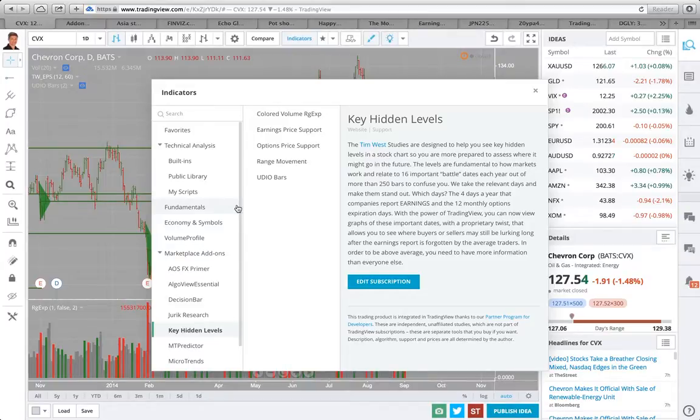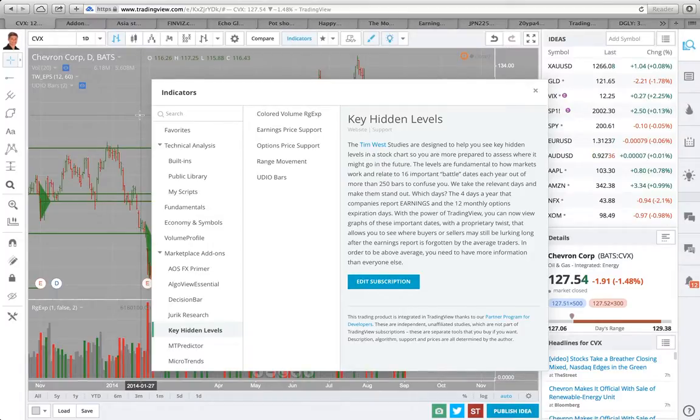Now I'm going to show you right off the bat that this set of indicators is available right here through the indicators menu. Click on here, go down to marketplace add-ons, and then go down to key hidden levels, and you'll see my 5 indicators. I call them key hidden levels because it shows you where the key support and resistance areas are on a chart, and it does that in a simple but powerful way.